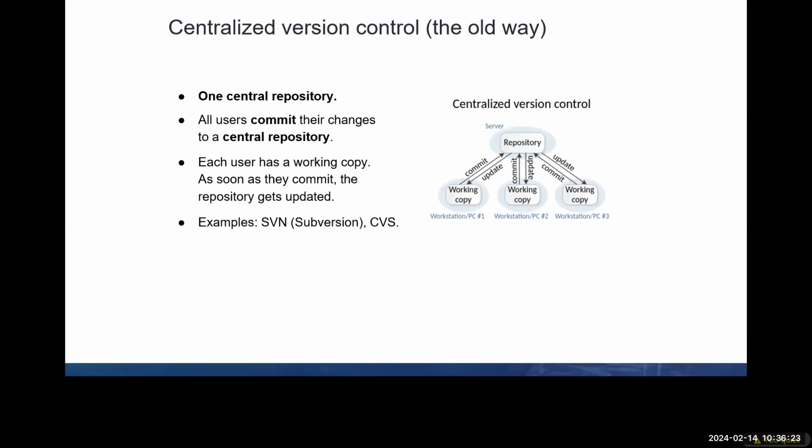After finishing our changes, we commit the code or the project or whatever to the server repository. And here, everybody will get the latest updates. So each user here has a working copy. As soon as they commit, the repository gets updated. Here we have some examples, for example, SVN Subversion, or the famous one, CVS.